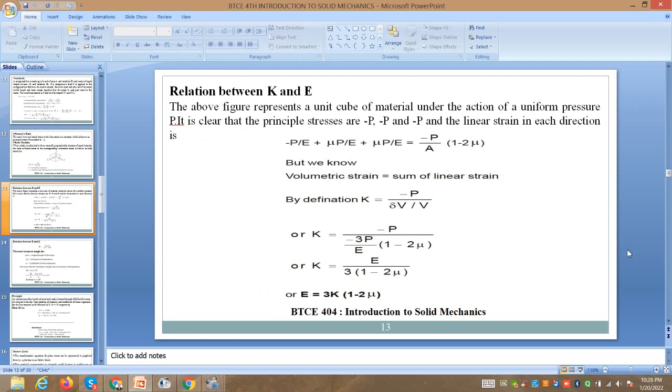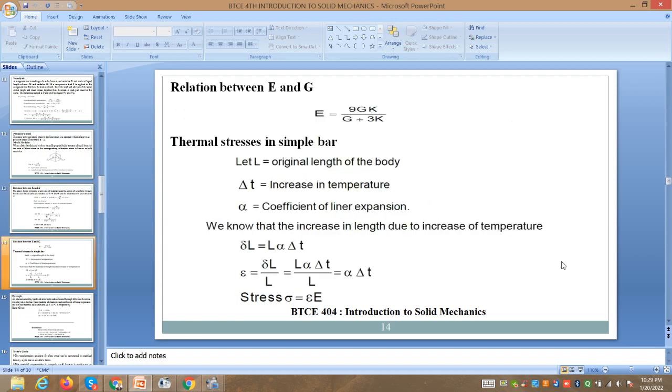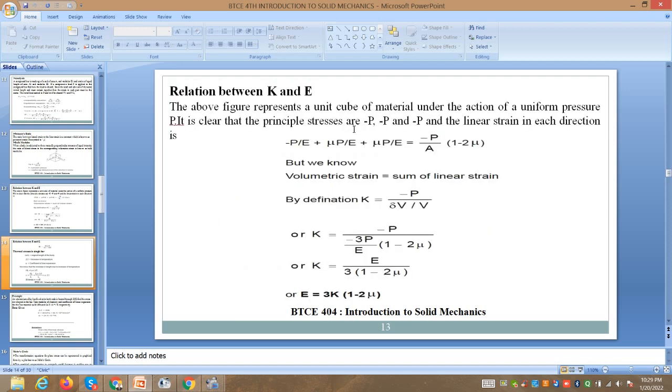So today we will try to deal with a few numericals related to the relationship between modulus of elasticity, bulk modulus of elasticity, and modulus of rigidity. So here you just watch this. E equals 9GK upon G plus 3K. So in this equation you will find that all three moduli are there. Clear to all of you?